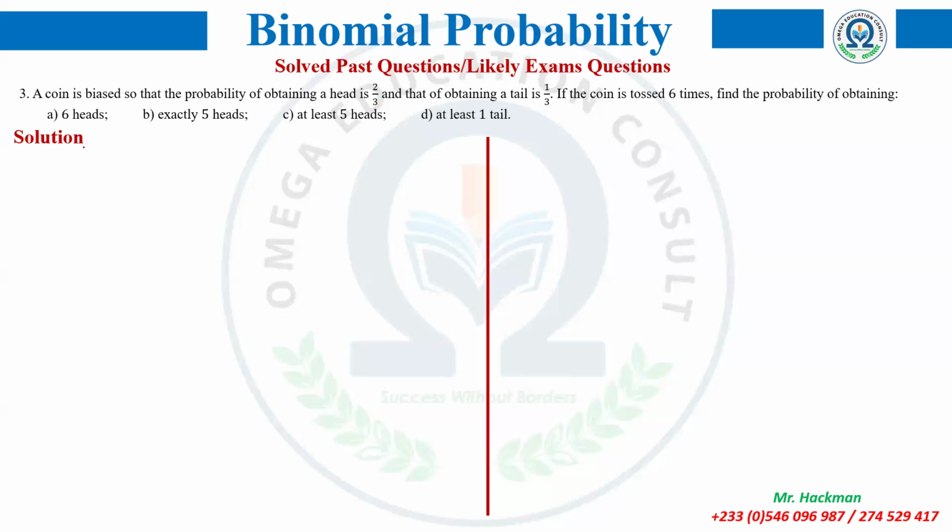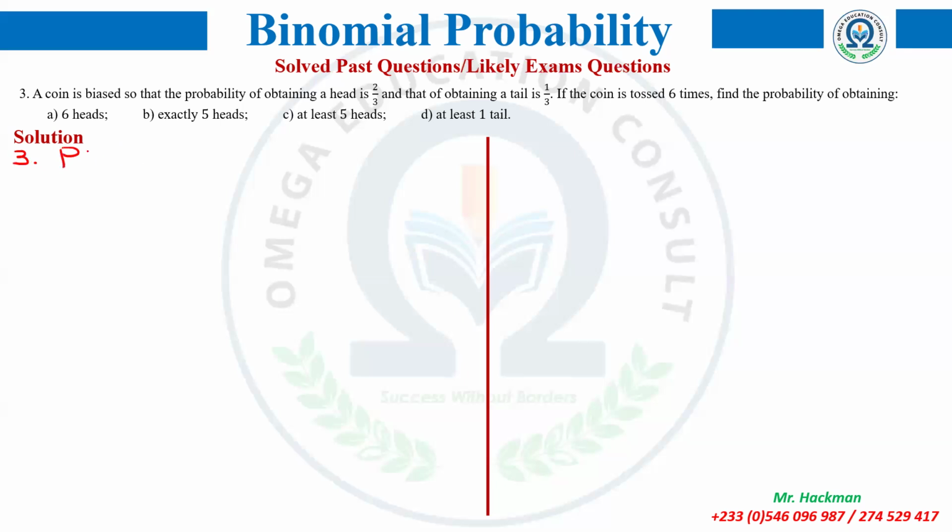Okay, so now let's see. We've been given the probability of obtaining a head is this, and the probability of obtaining a tail is this. If the coin is tossed 6 times, find the probability of obtaining A, 6 heads, B, exactly 5 heads, C, at least 5 heads, D, at least 1 tail. So with this one, we know it's a binomial probability question. So if for nothing at all, we know you have to write the question number after solution. Then we write a probability function, the binomial probability function.